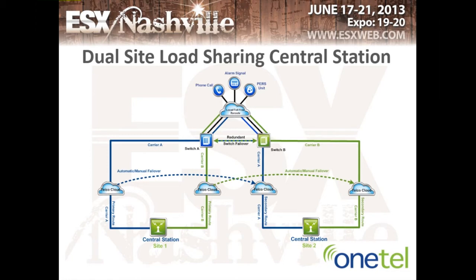We've got customers that will have two sites in multiple states. And if there's a storm in one of the states, let's say a snowstorm, and they're having problems getting operators in, they'll just bring in more operators in the other state where they're not affected by the weather because they're on the other side of the country. And they can load share and take signals from either side of the station.